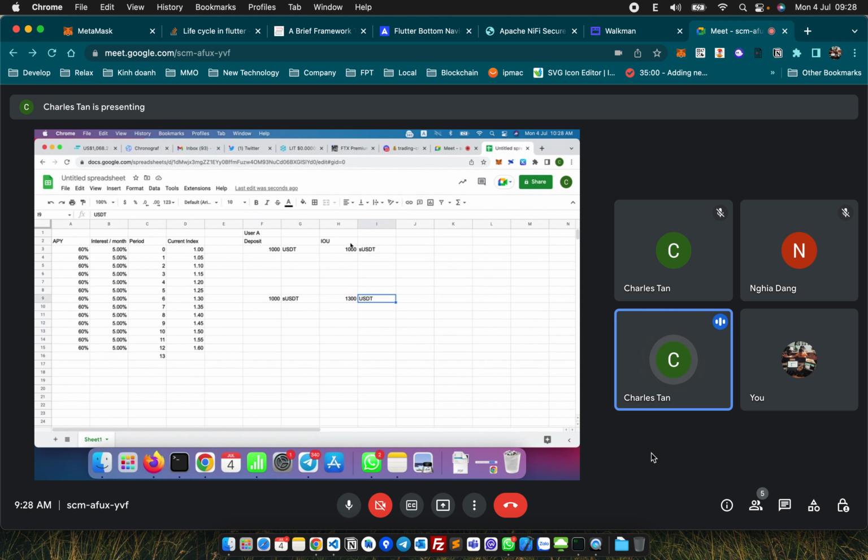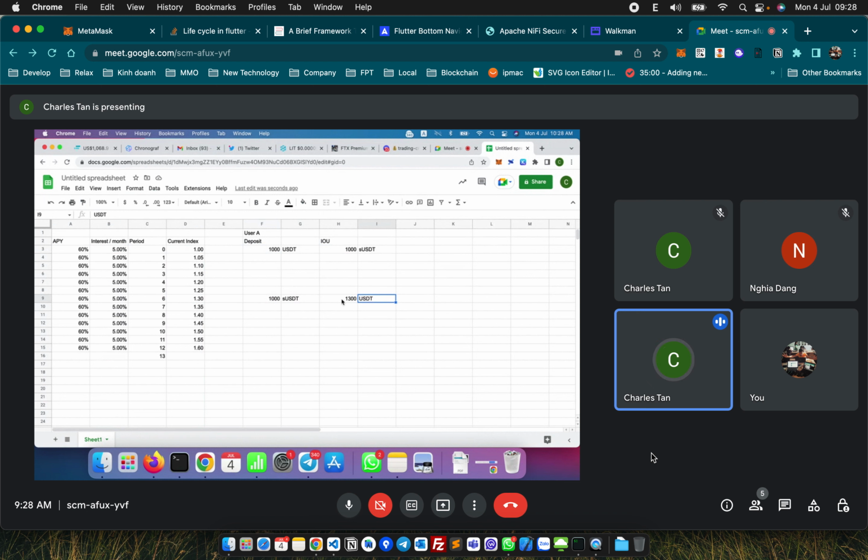We created 1,000 SUSDT at the beginning, and then after he redeems it, after he unstakes it, the system goes back to being 0 SUSDT in the whole system, right? But what happens is that for user A, he has earned this interest. So his reward is 300 USDT for holding it in the system for 6 months. So he's not getting a separate reward token, right?